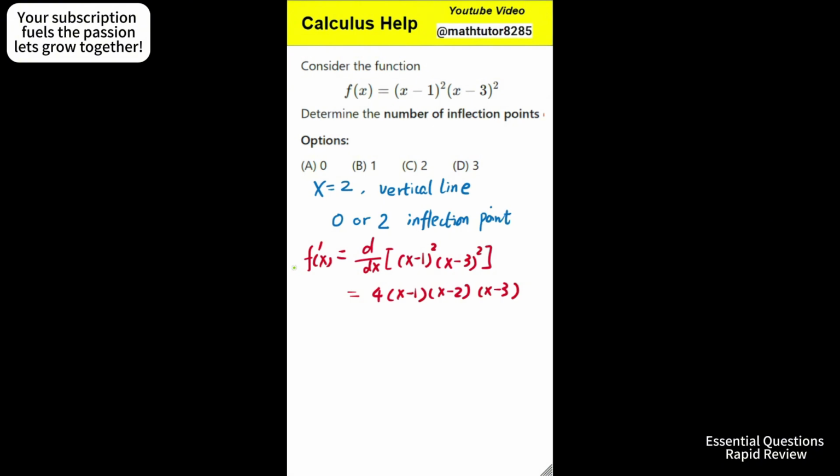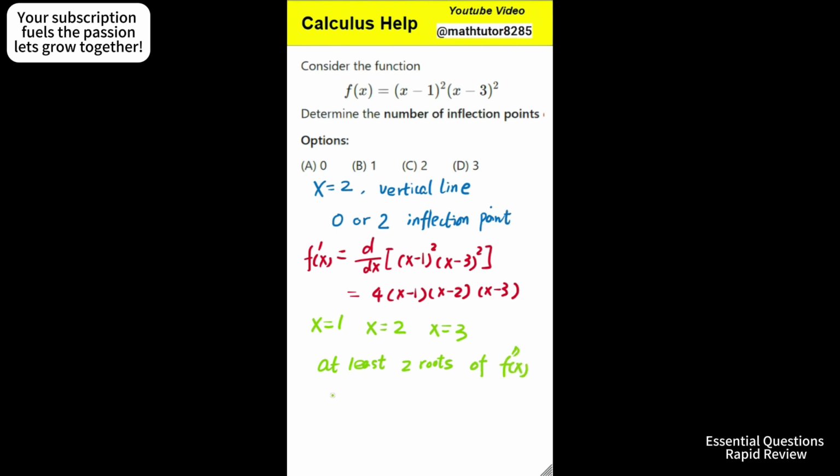Next step is using Rolle's theorem on the derivative. Let's look at the first derivative. It has three real roots, at x equals 1, x equals 2, and x equals 3. According to Rolle's theorem, if a smooth function has equal values at the ends of an interval, then its derivative must be 0 somewhere in between.